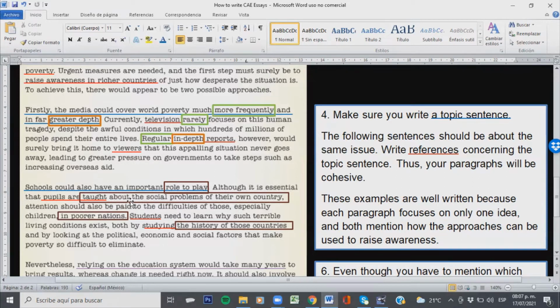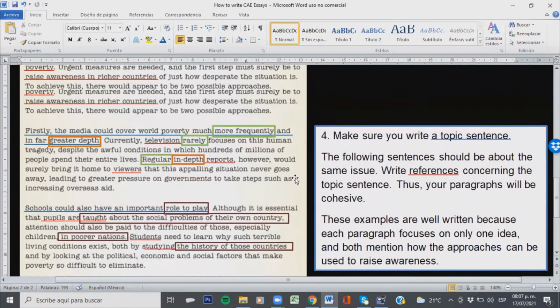Well, we have teaching the social problems of their own country, but also of poorer nations by studying the history of those countries. So we can see that both these examples are very well written. Each paragraph focuses on only one idea, and both mention how the approaches can be used to raise awareness. Let's see step 5.